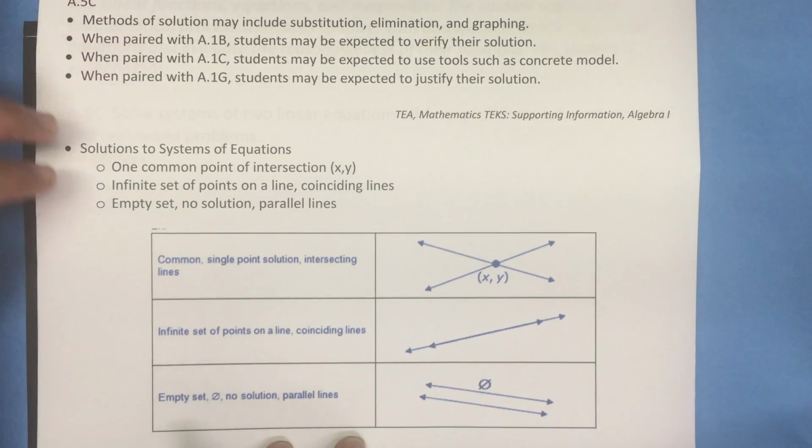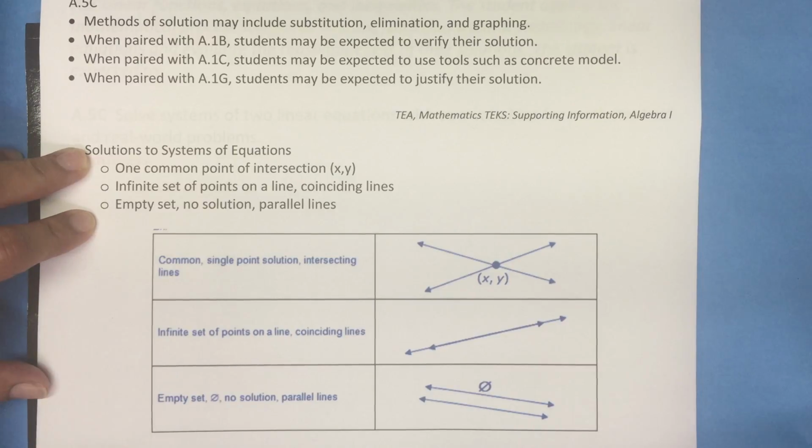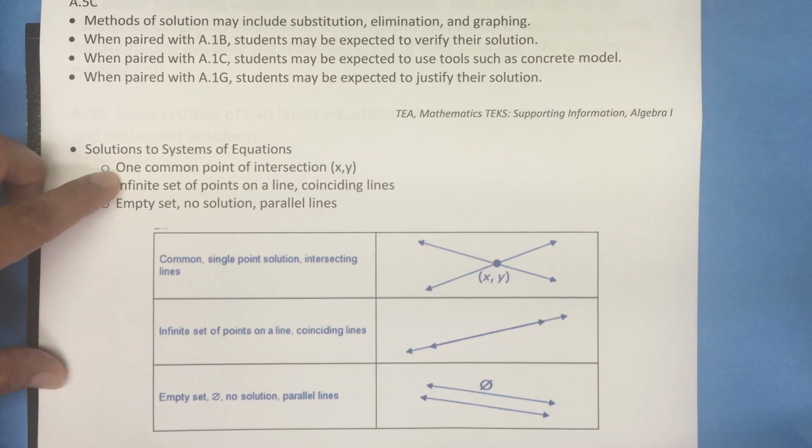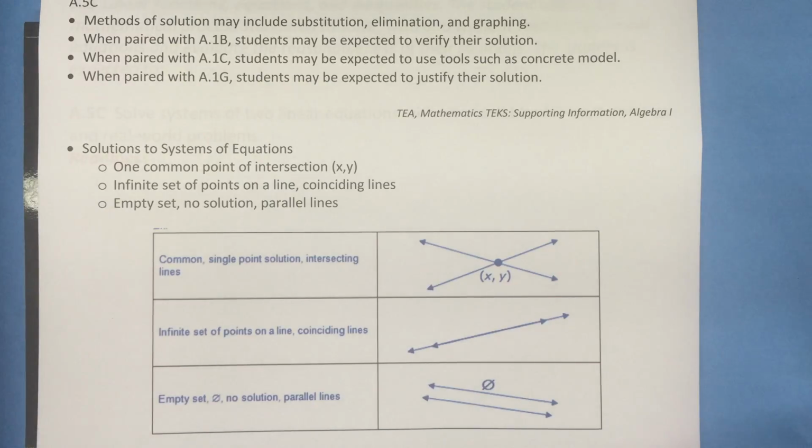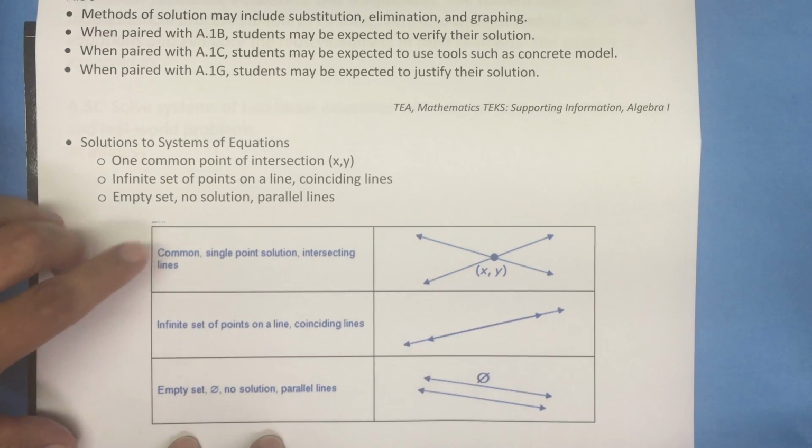For systems of equations, there could be three different types of solutions. There could be one common point, which would be the intersection point of the two lines, and it would give you a coordinate, the intersection of the coordinates x, y. There can be an infinite set of points on a line, which means the lines are coinciding, or there can be an empty set, no solution, which are parallel lines.